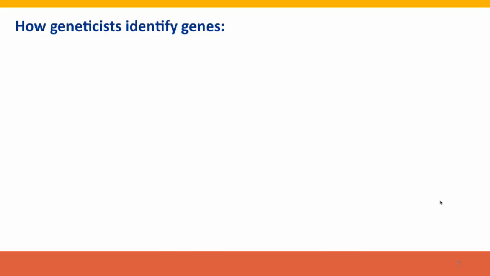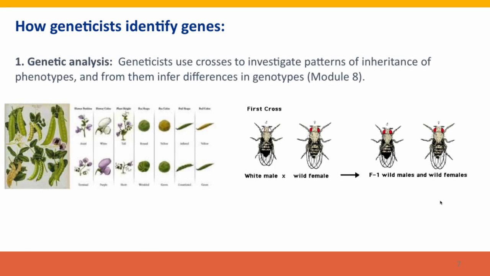We use in ways that seem more sophisticated to us, but really the cell is much better at it than we are. So geneticists really have two fundamentally different ways of identifying genes. One is genetic analysis, and this started with the very first geneticists back in the day of Mendel, who used crosses between pea plants with different phenotypes to investigate the patterns of inheritance.